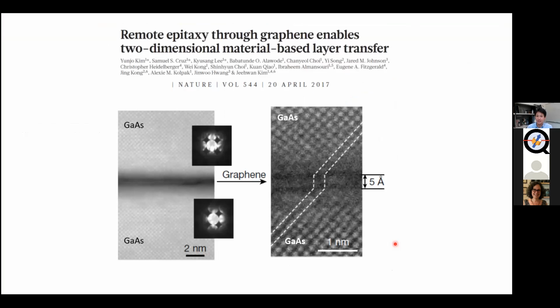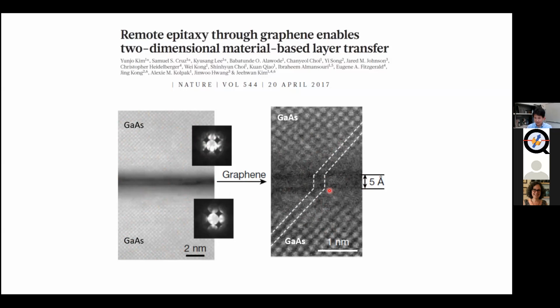So remote epitaxy is this concept that was brought up by Jeehwan Kim's group a few years back. And what they showed is that if you take a single crystalline substrate and put a layer of graphene on top, they show that you can grow a single crystalline film on top of that that has atomic registry or epitaxial registry to the underlying gallium arsenide substrate. And you can see this pretty nicely in this cross-sectional STEM image. Okay, it's growing almost as if the graphene were transparent or growing by remote interactions, and that's why they coined this sort of growth mode as remote epitaxy.